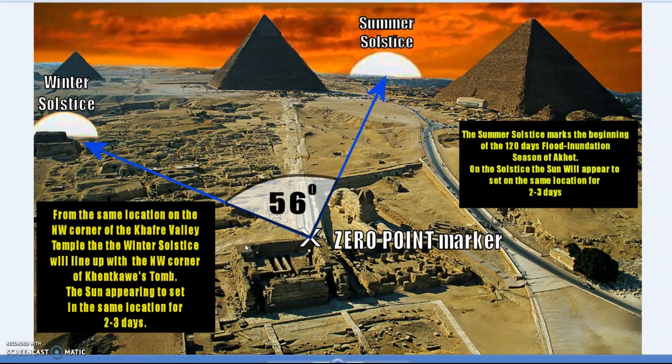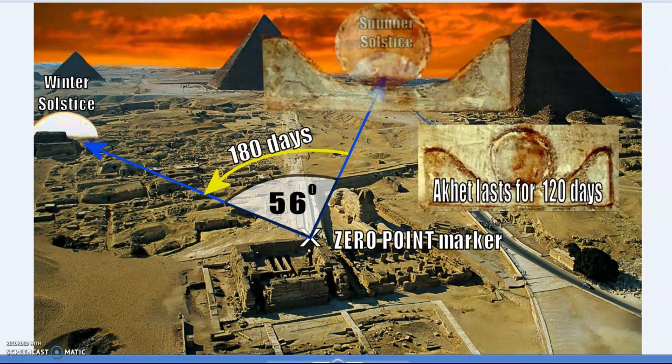Now it's important to note that the summer solstice and the winter solstice appear to set in the same location for 2 to 3 days. Well, it could be 3 sunsets and 2 sunrises, or vice versa. Essentially we're getting 2.5 days of summer solstice and 2.5 days of winter solstice, 5 days, and then we add them to the 360 days. We get our 365-day year. So from the summer solstice, it would take 180 days to the beginning of the winter solstice.